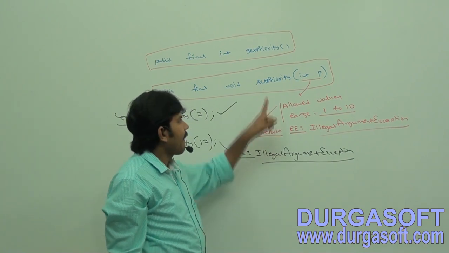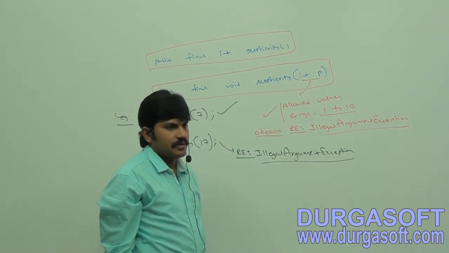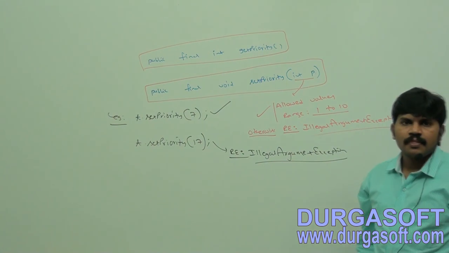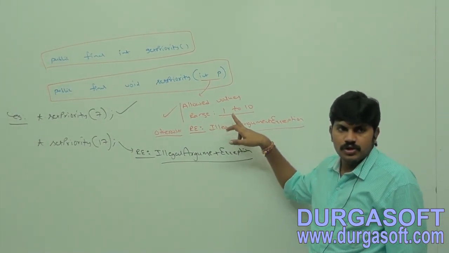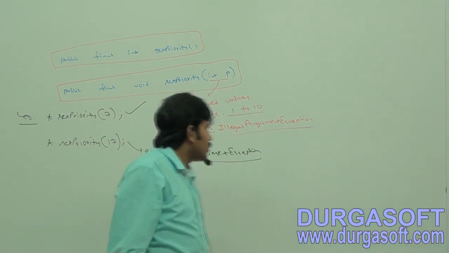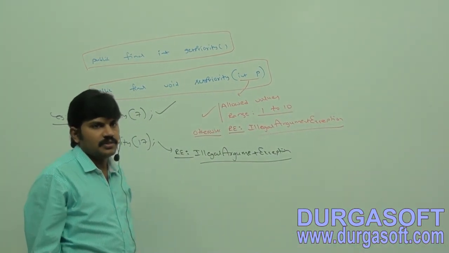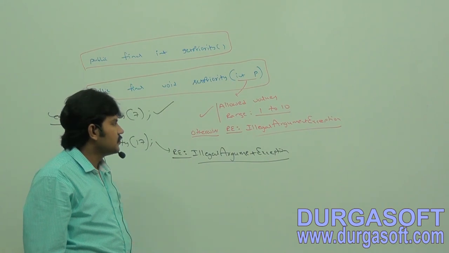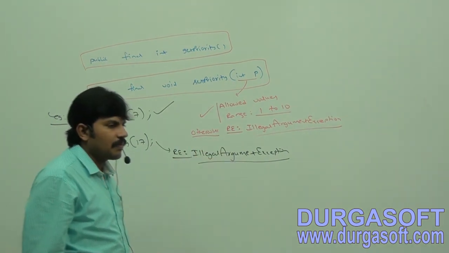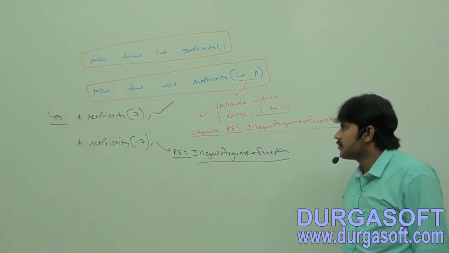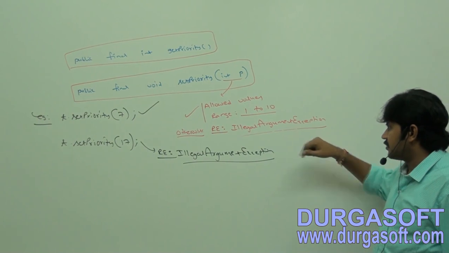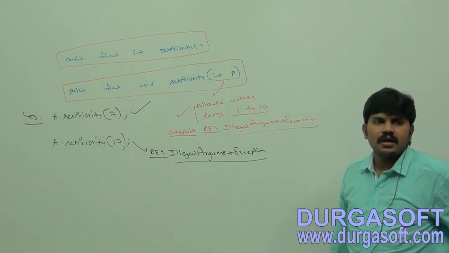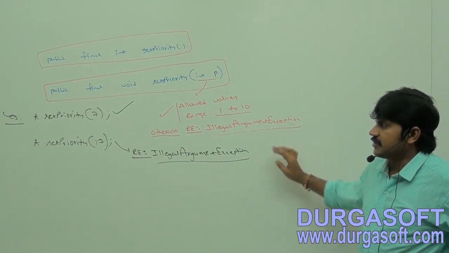Are you getting it? Next, the allowed values range. What is the allowed values range? 1 to 10. Otherwise, runtime exception: IllegalArgumentException.